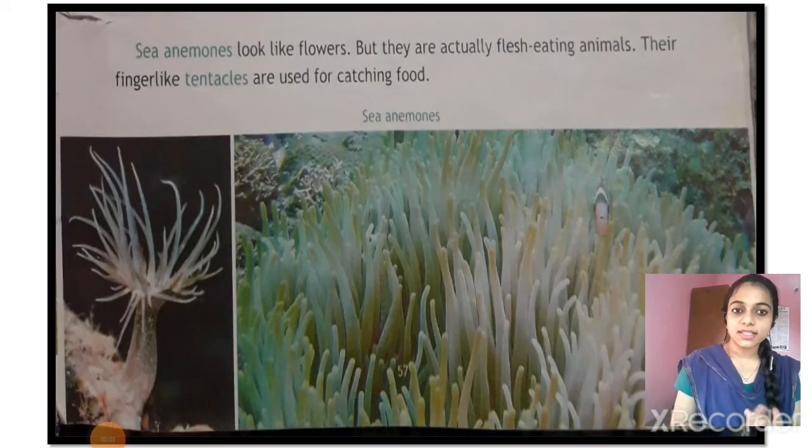Next is the sea anemones. Sea anemones look like flowers, but they are not actually flowers. They are flesh-eating animals. Their finger-like tentacles are used for catching food. In the picture you can see the sea anemones. They use their tentacles in order to catch food. They are flesh-eating animals.